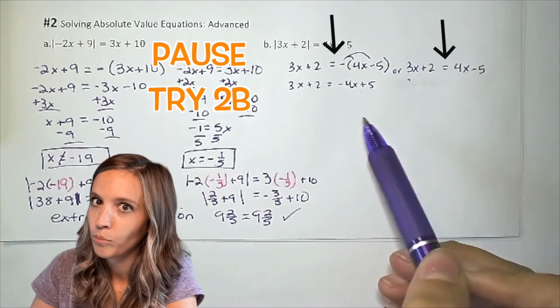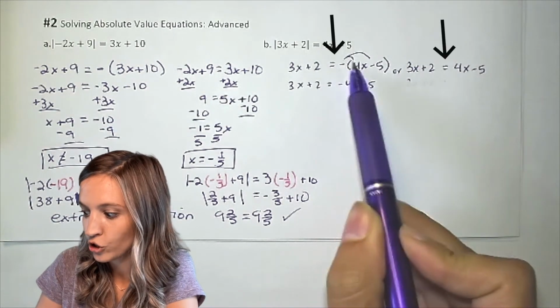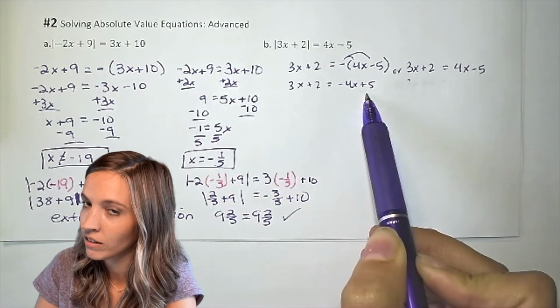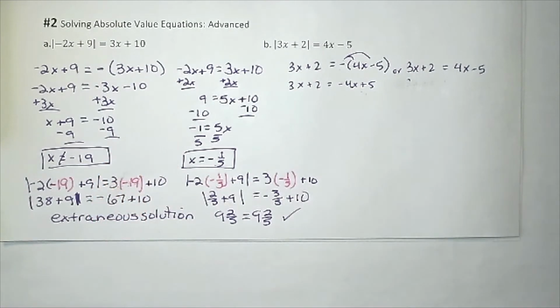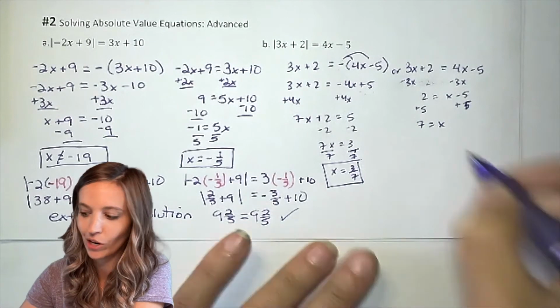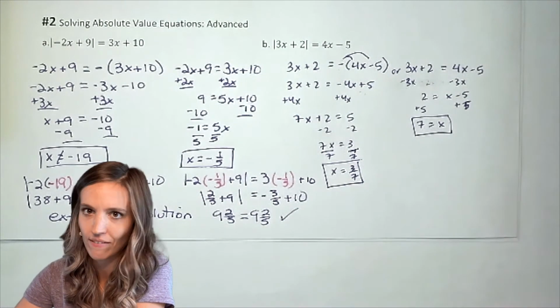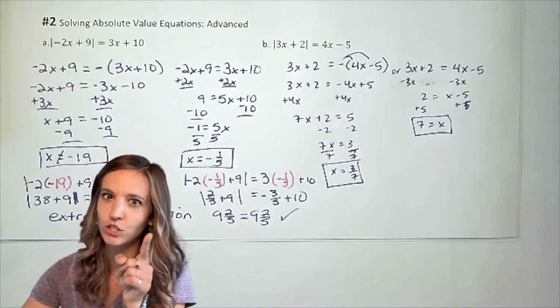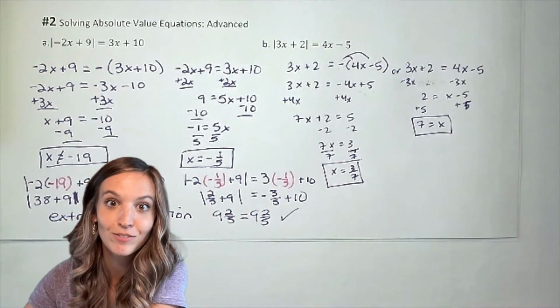Okay, let's check your setup real quick before you get too far. Did you distribute that negative and get plus 5 there? Be careful. All right, let's check our two solutions here. One is x equals 3/7, and then I have x equals 7. But remember, like Mrs. Peart said, we gotta check for those extraneous solutions. So we have to check our answers here.